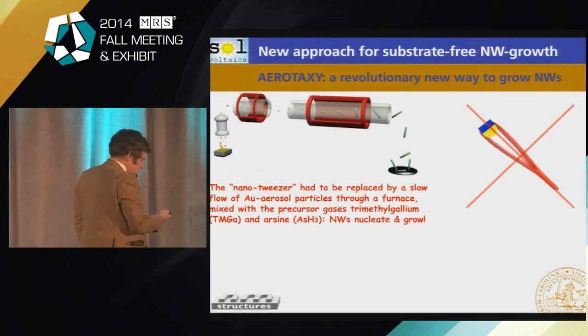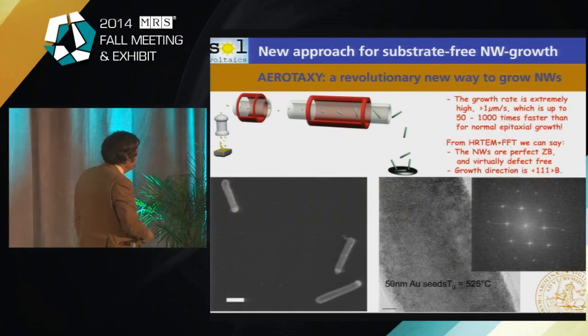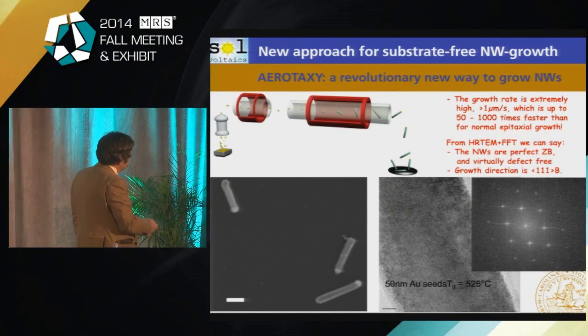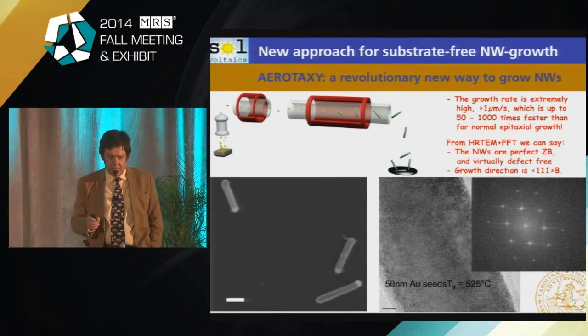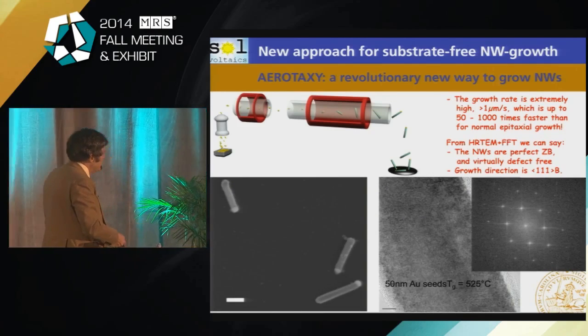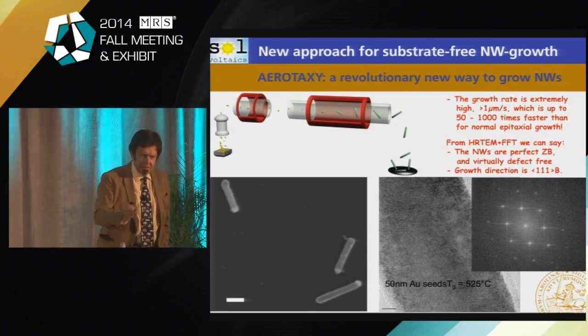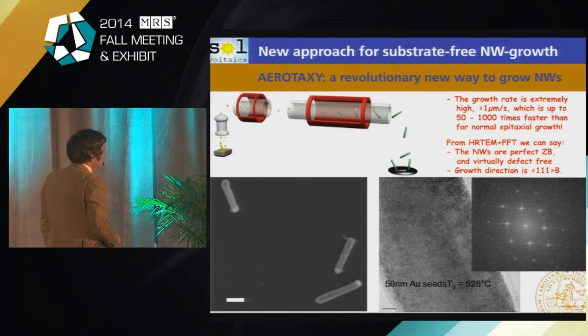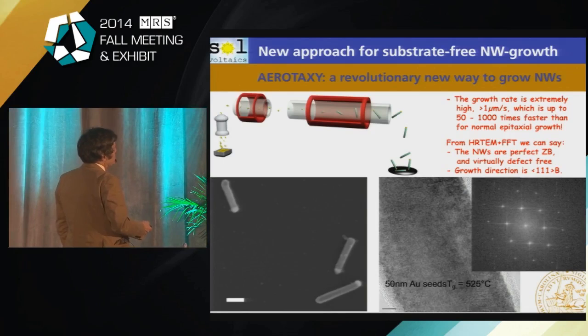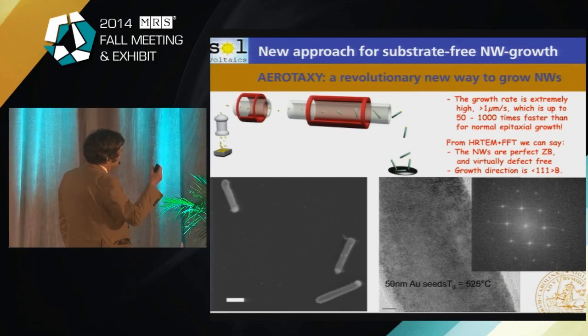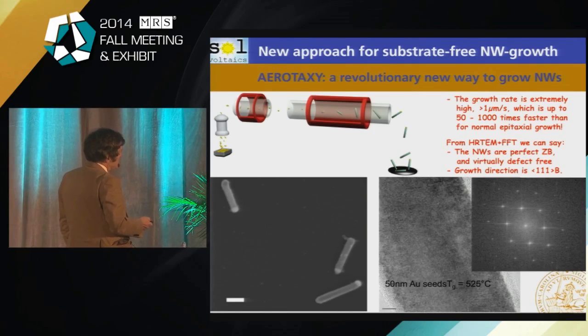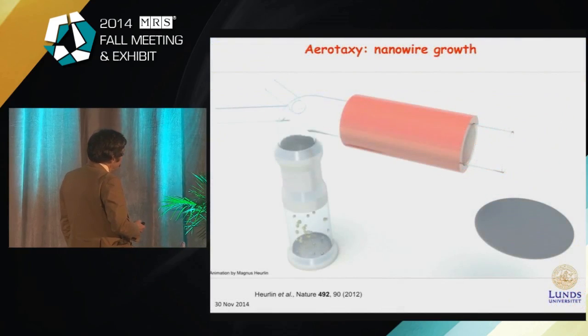Indeed, what we found was that it grew much, much faster than that. We found that in 1 second, we grow 1 micron of gallium arsenide. This gallium arsenide was perfectly single crystalline under these first experiments in a very crummy home-built system. It was all zinc blende. Later we found that we can manipulate and control that as well. But as I said, the growth rate was tremendously high, about 50 to 1,000 times faster than for normal epitaxial growth.